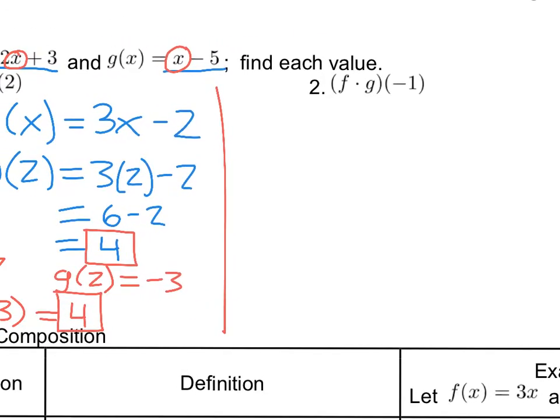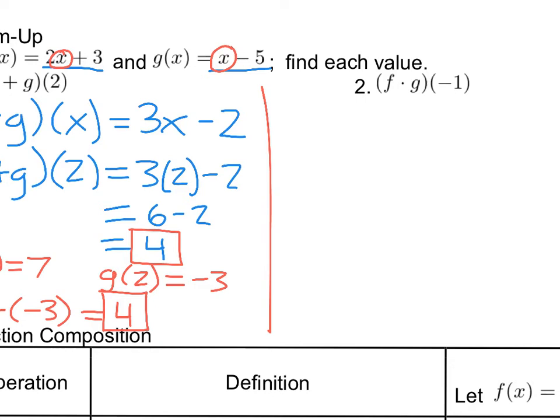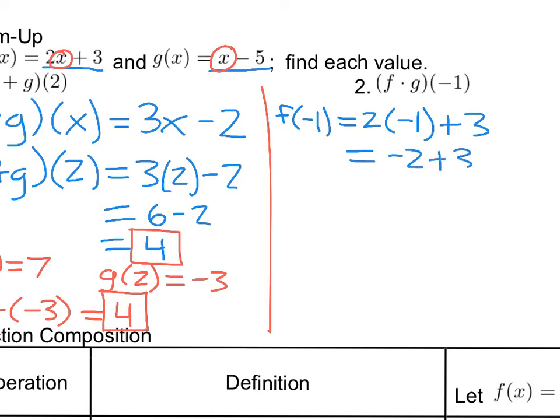Okay, for number 2, you're going to multiply f and g together. So again, you have two options. You could FOIL out f of x and g of x, or it would probably be easier if you just plug them in separately. So f of negative 1 would be 2 times negative 1 plus 3, which would be negative 2 plus 3, which is 1. And then g of negative 1 would be negative 1 minus 5, which is negative 6.